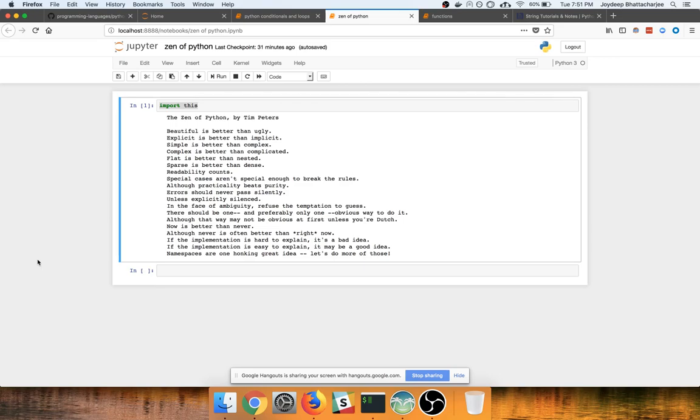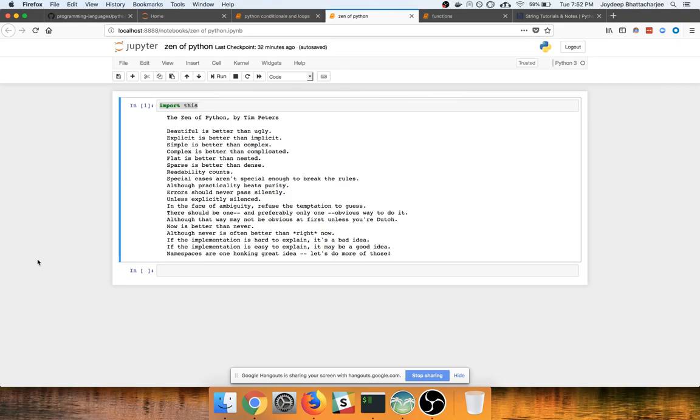Number two is explicit is better than implicit. Any questions on this? Just elaborate. Okay, so explicit is better than implicit means nothing should be hidden. Of course, the whole point of abstraction is to hide complexity, but it is to hide complexity so that it is easier for the user. You should not try to hide stuff just because you want to hide it.